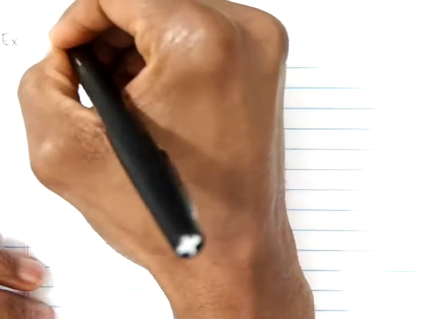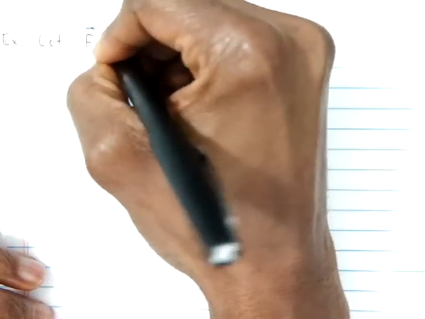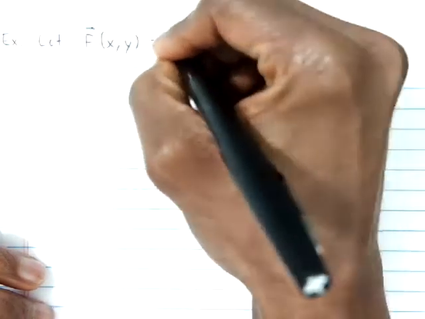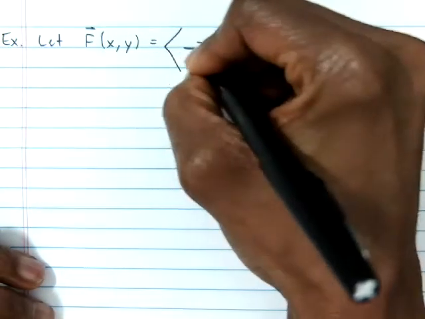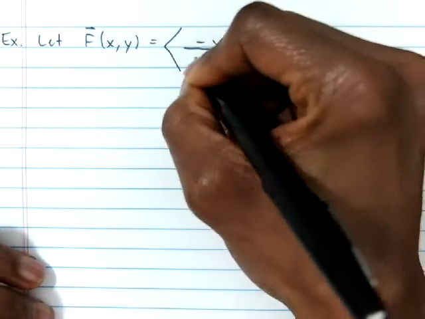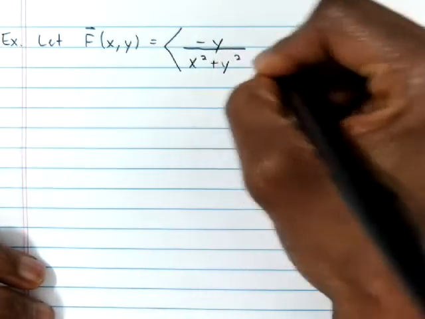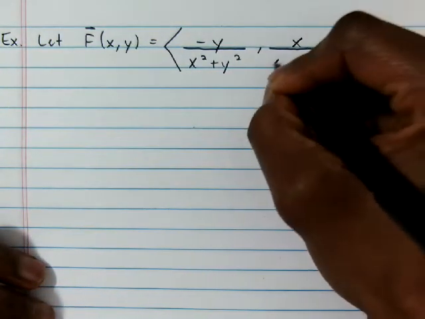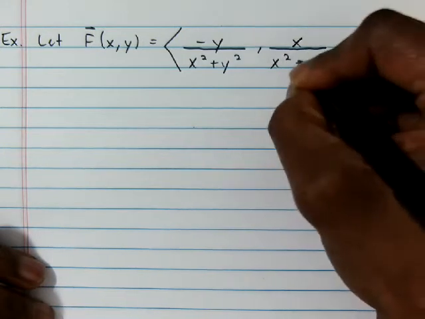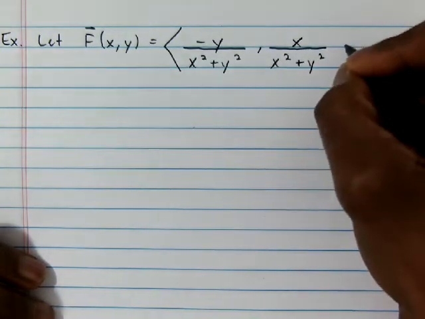All right, we're going to continue with section 15.3 in this video. We're going to look at another example. Let the vector field F(x, y) be equal to negative y over x squared plus y squared, and then x over x squared plus y squared.